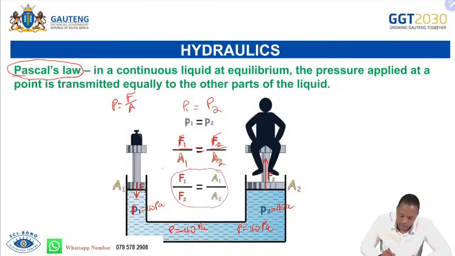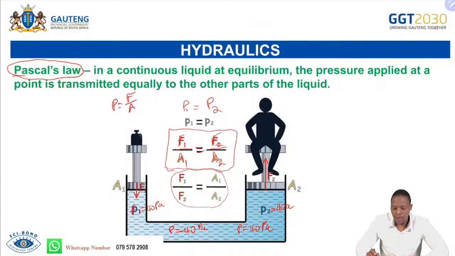But the formula that will be given in your data sheet will be this one. F1 over A1 is equal to F2 over A2. I advise that people always start with P1 is equal to P2 before they say this, because that is where the law starts. The pressure at this point is transmitted equally to the other part of the liquid, okay?